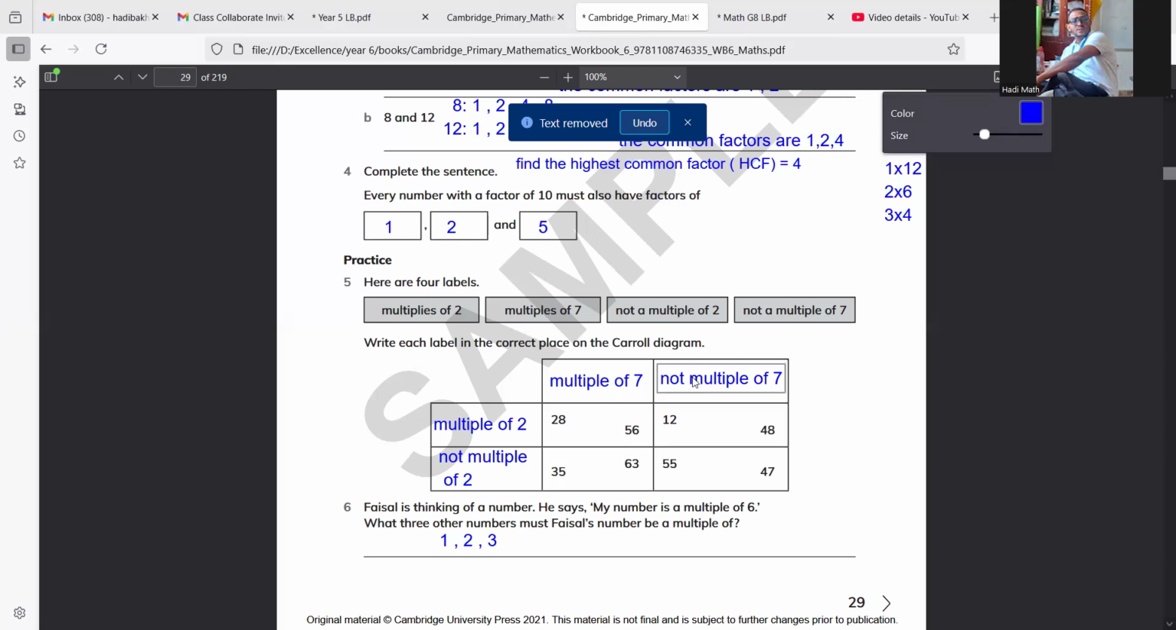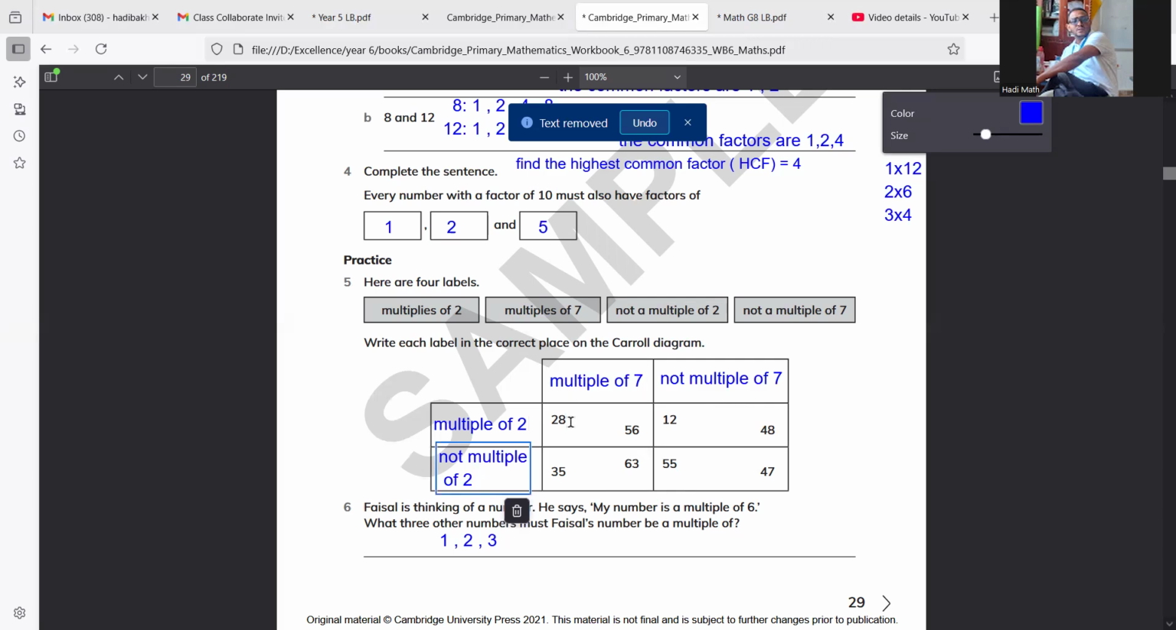This one, 12 is a multiple of 2. Good. 48 is a multiple of 2. Yes. This 55 and this 47, no. So 48, 12, 56, 28 are multiples of 2, yes. So you write here multiple of 2. And look at these numbers here, all of them, what? Odd numbers, odd number, odd number, odd number. So we say not multiple of 2.